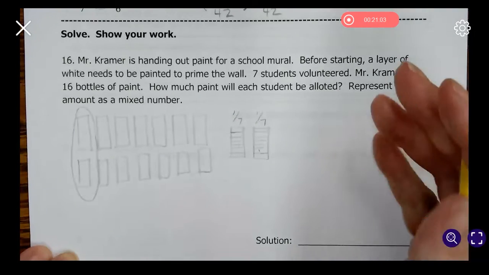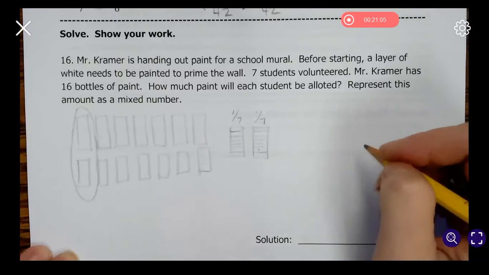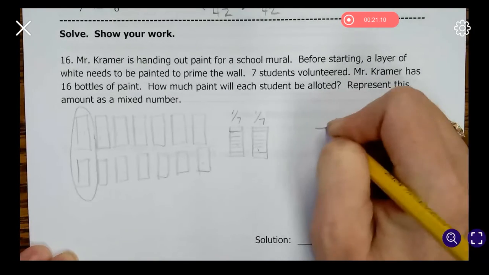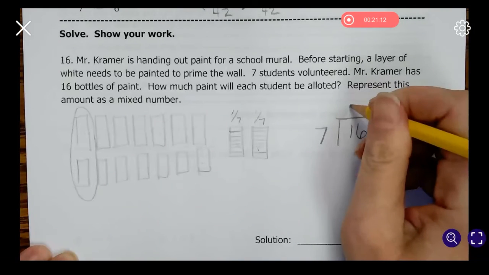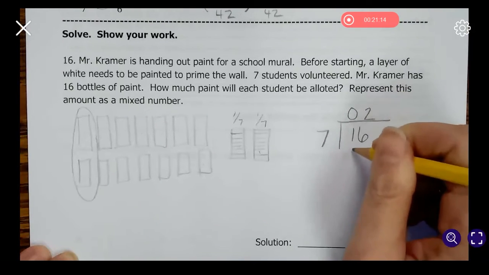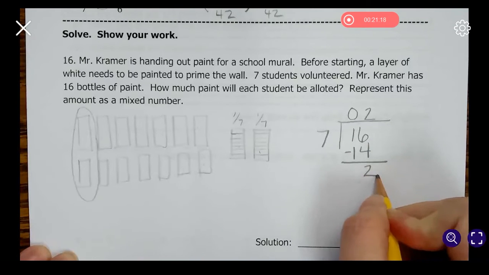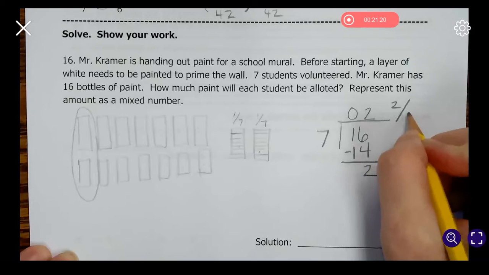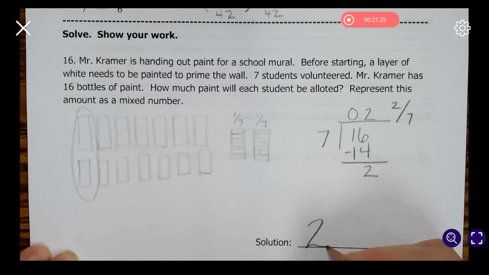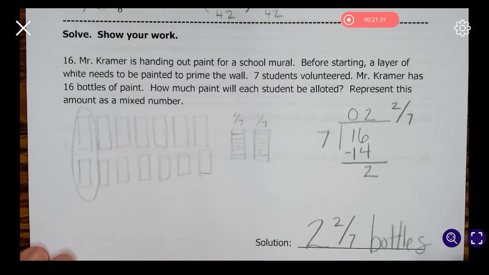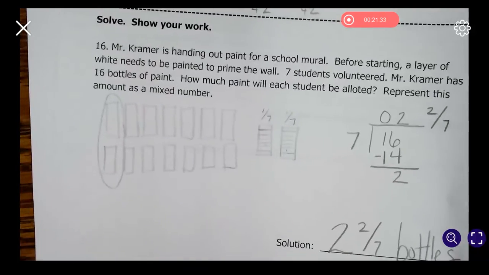So let's see if that works. All right, so we have 16 divided by 7. So 2, 14, subtract, 2 sevenths. So 2 whole bottles and 2 sevenths of a bottle. Okay? Next problem.